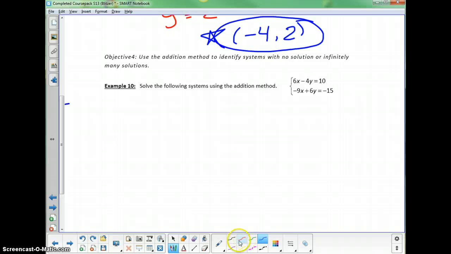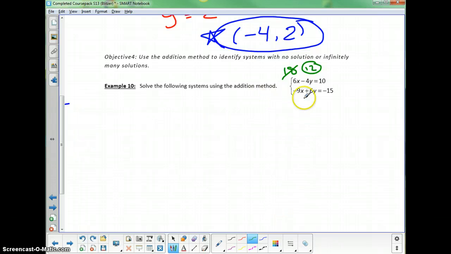So, again, we're going to look at x's and y's, see if I can figure out what to get rid of. If I look at 6 and 9, the least common multiple is 18. If I look at 6 and 4, the least common multiple is 12. So let's go ahead and use the smaller one. I'm going to get rid of the y's.